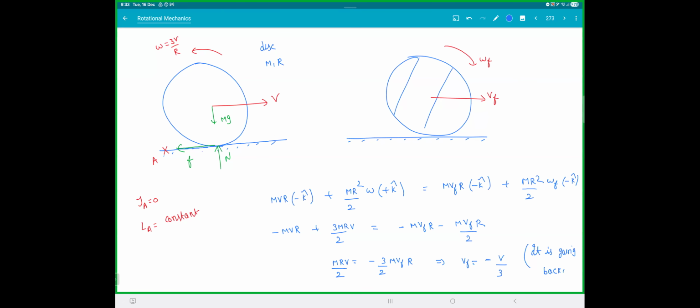Any doubts on this? Clear with this? Take a break. Come back in 5 minutes. We'll continue from here. Any doubts so far? So come back in 5 minutes then.